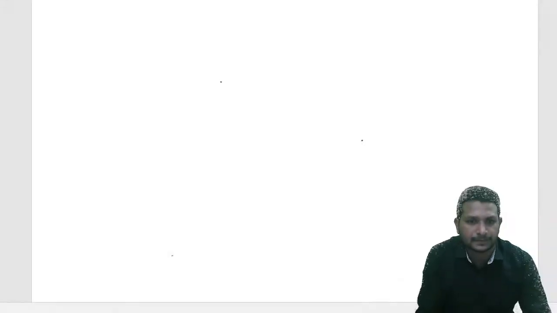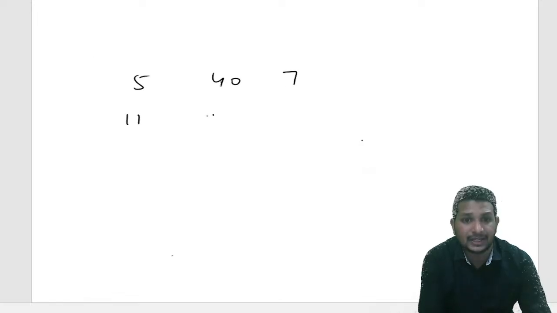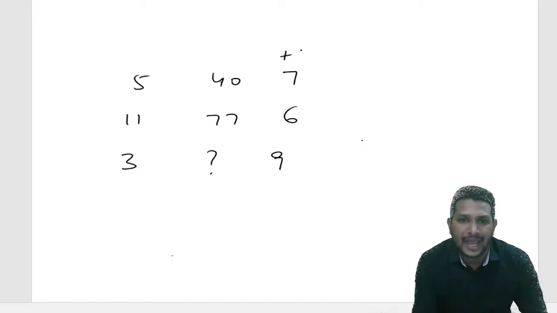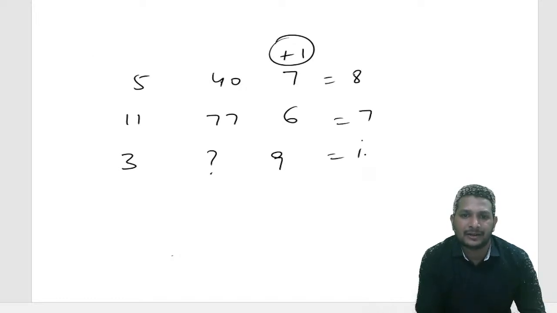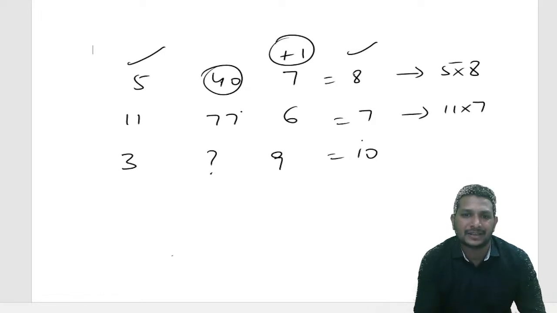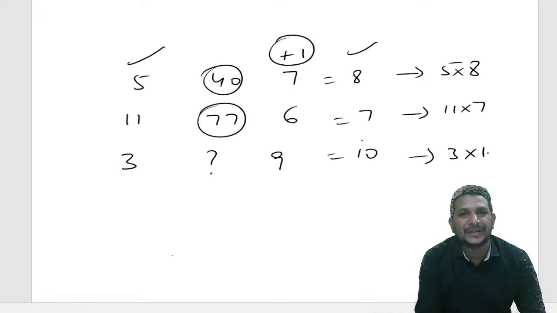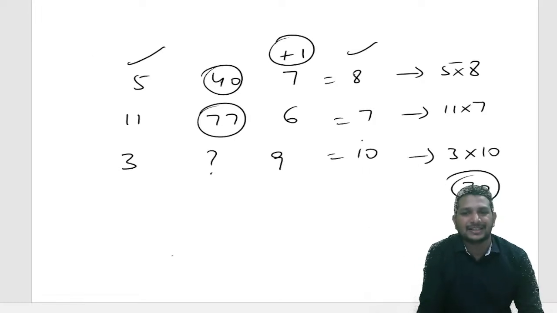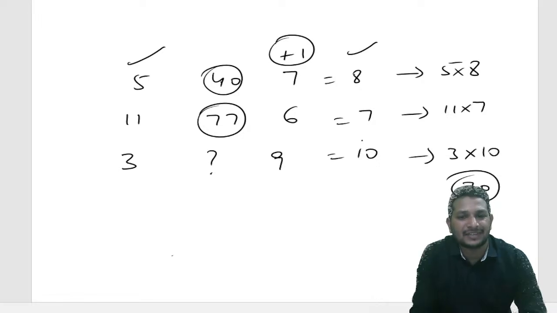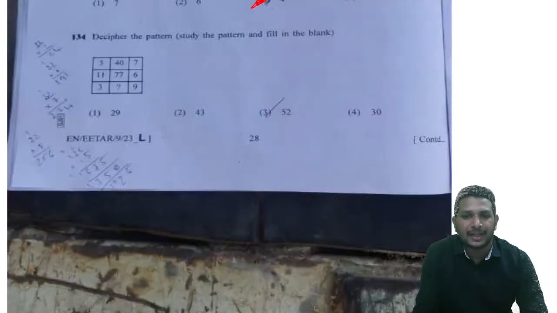Let's see it on the board. So 547. What are the other numbers? 11, 77, 6 and 3 question mark 9. We'll do one thing. Add all plus ones here. So what do I get? 8, 7, 10. Now multiply the first number and last number. 5 into 8, 40. 11 into 7, 77. 3 into 10, 30 is the answer. Yes, we have the answer in the options, right? So 30 is the answer for this question. That's nothing but option 4. Option 4 is the answer.